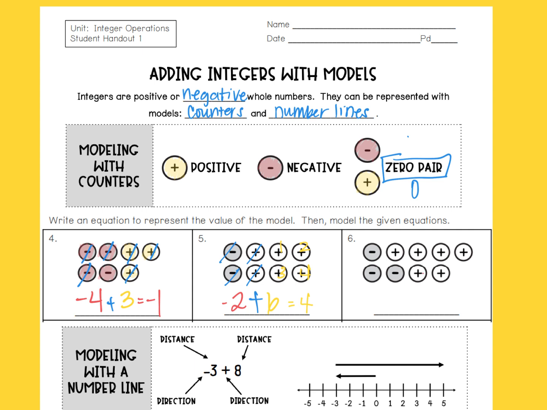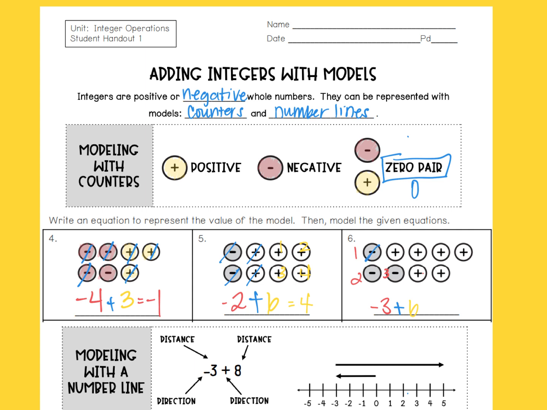All right. And now in number 6, how many negatives do I have in number 6? I have 1, 2, 3. Negative 3 plus, how many positives do I have there? 6 positives. So I have negative 3 plus 6. My next step now is to cancel out my 0 pairs. So if you will take a second and just recognize that we have 3 negatives, so I will have to cancel that out with 3 positives.